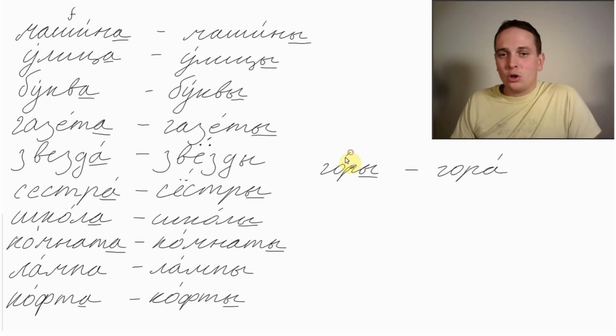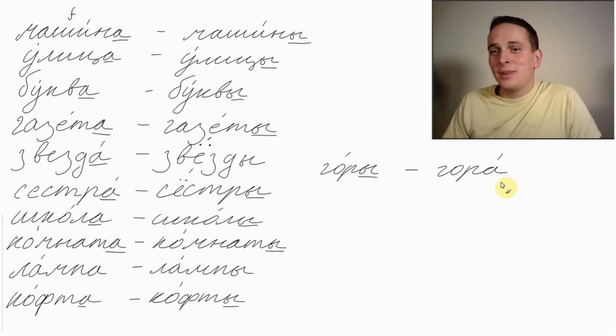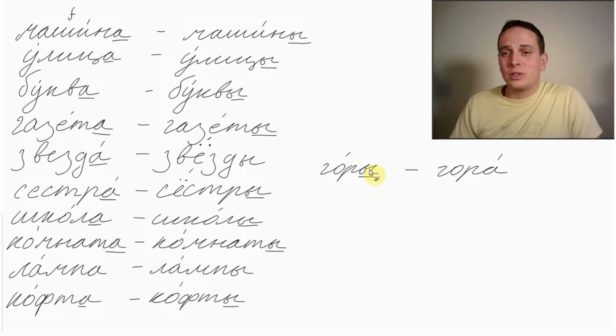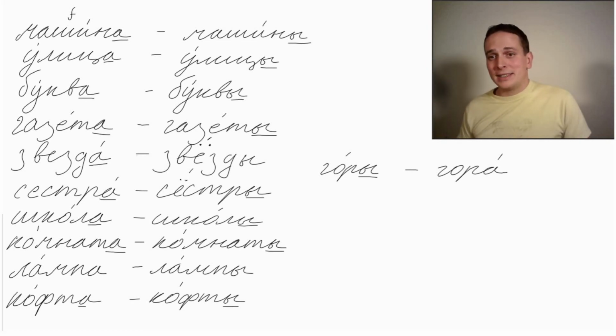Горы, emphasis on o. Горы, гора. Can you hear the difference in pronunciation? In the singular, the emphasis falls on the last letter, on a, and because of this, o is pronounced as a, гора. And in the plural, горы. You cannot know this. You have to learn this. You have to listen to this probably hundreds of times before you start pronouncing it the right way. However, if you pronounce it the wrong way, but you got the right idea in your head, it's absolutely fine and people will understand you.